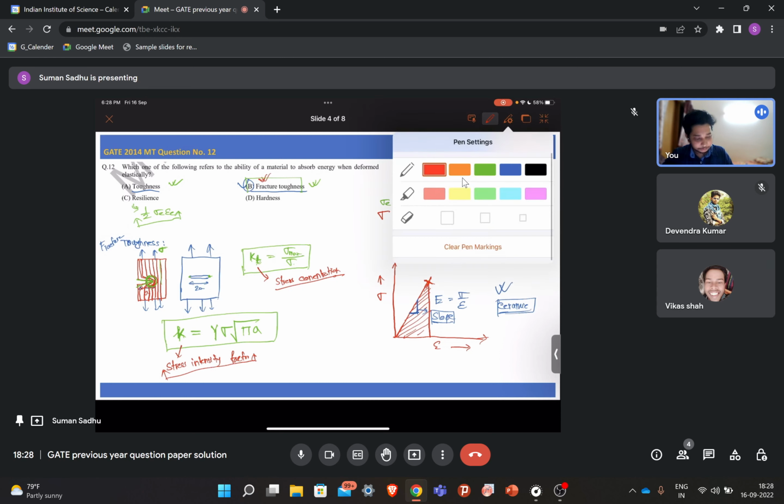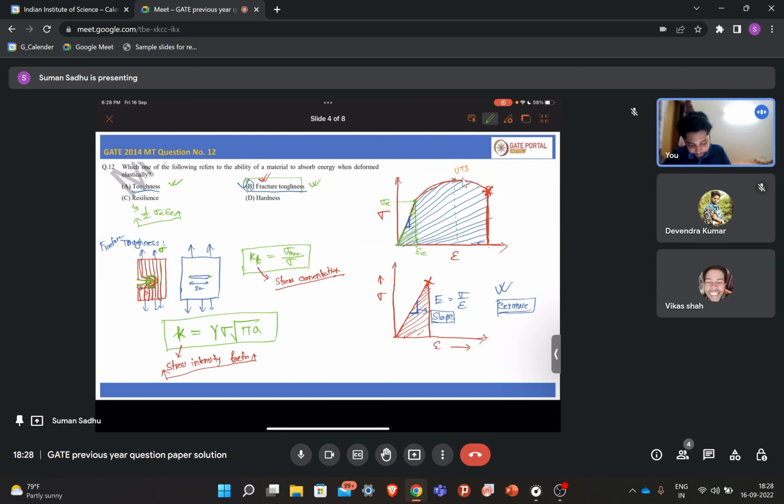So in the case of the stress intensity factor, this Y depends on the geometry of the sample, and this sigma is your applied stress. Okay, and this a is the length of your crack. If it is an edge crack, let's say this is your edge crack, then this length is a. If it is a center crack, then you term this as 2a, so this a is half of your crack length. Okay, so this is your stress intensity factor.